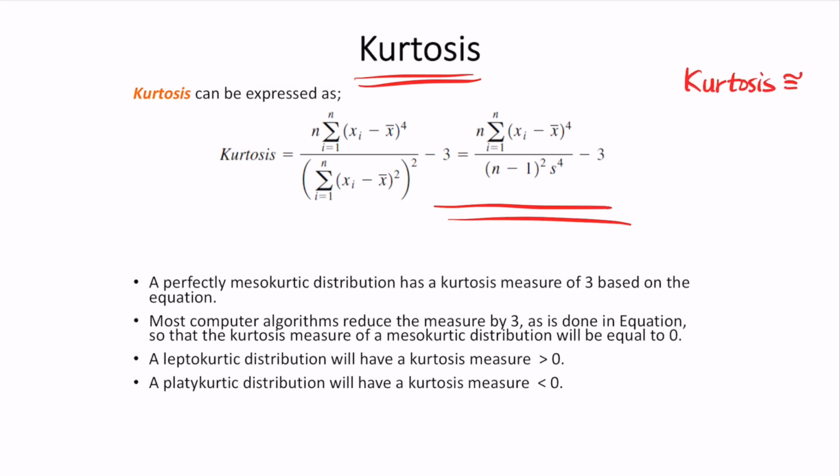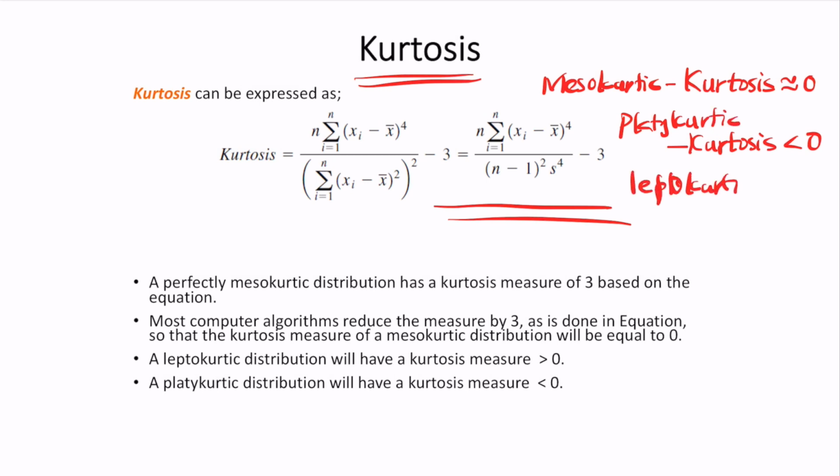So the kurtosis measure is nearly equal to 0 for mesokurtic distributions. If kurtosis is less than 0, that's a platykurtic distribution. For leptokurtic, the measure of kurtosis is greater than 0. This is how we can find the actual values of these observations. Most kurtosis measures are calculated by a computer algorithm, but this is a common sense way of finding the distribution and seeing how it looks.